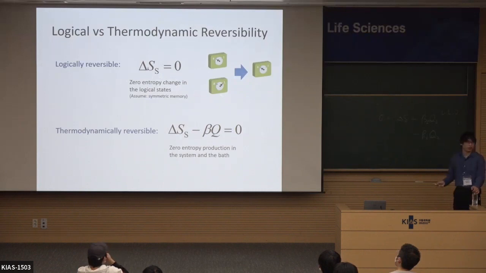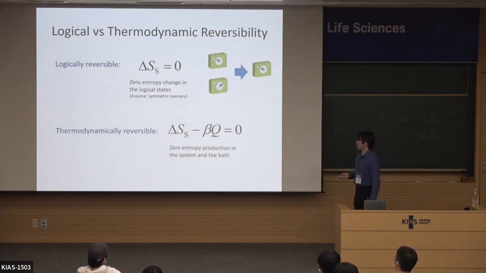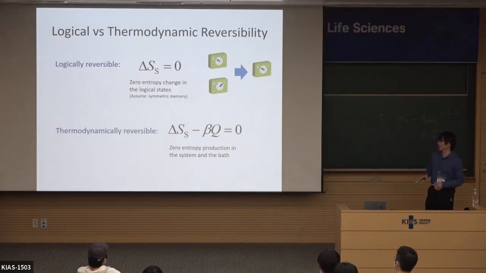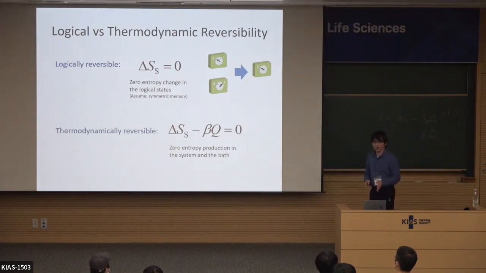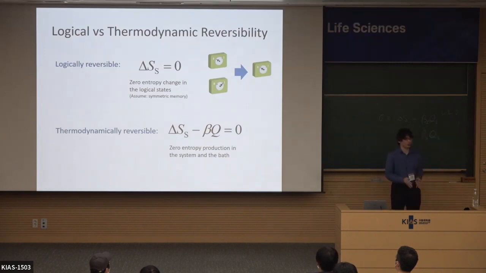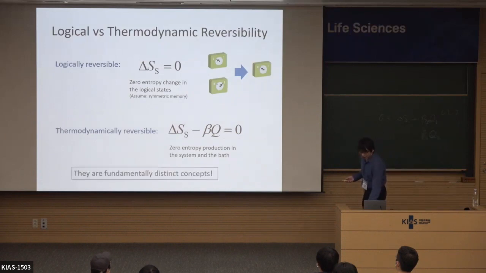On the other hand, there's a concept of thermodynamic reversibility. That is how the entire system, including the heat bath, is reversible. From the point of view of the second law of thermodynamics, a thermodynamically reversible process has zero entropy production. For example, if you expand the box of a gas very slowly and quasi-statically, usually this is satisfied, and it's just a reversible expansion of gas or something like that in conventional thermodynamics. And we can see that they are completely different concepts.